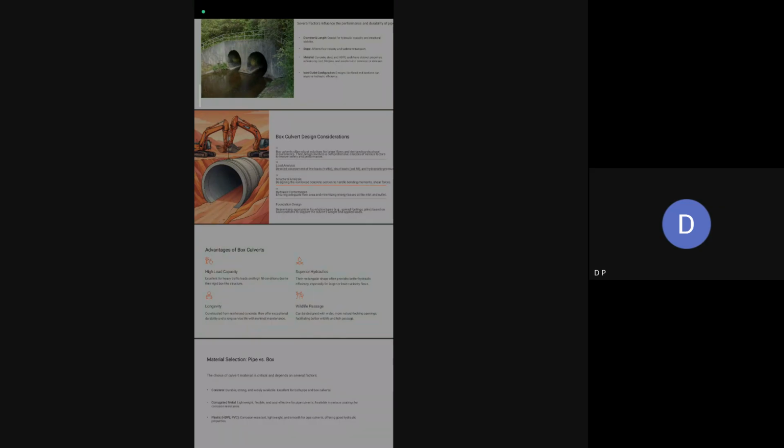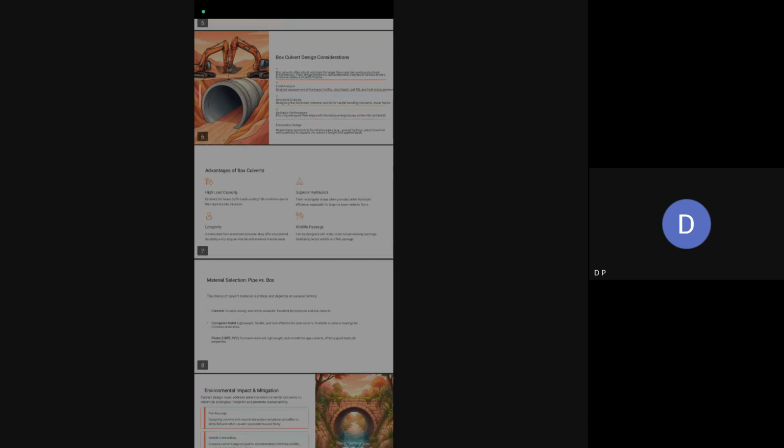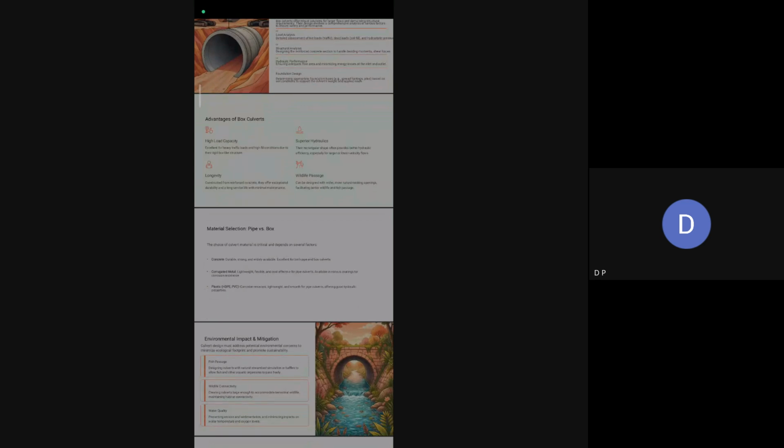Box culverts offer robust solutions for larger flows and demanding structural requirements. Their design involves a comprehensive analysis for various factors like load analysis, structural analysis, hydraulic performance, foundation design. The advantages of box culverts: high load capacity, superior hydraulics, longevity, and wildlife passages.